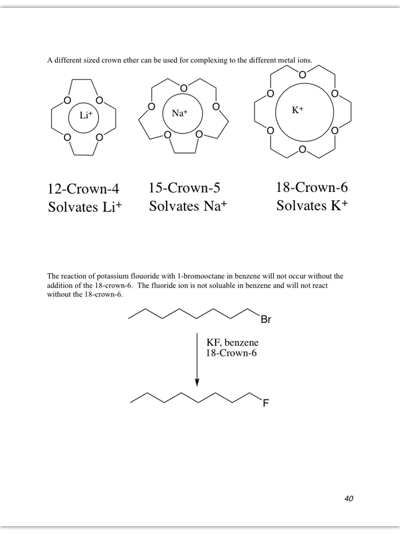Okay. So how much will we use the crown ethers in this class? Not very much, but if you go on to other things, you need to know that it is a possibility. So the reaction of potassium fluoride with 1-bromooctane and benzene will not occur without the addition of the crown ether. The fluoride ion is not soluble in benzene and will not react without the 18-crown-6. So that makes it all possible to make the 1-fluorooctane.